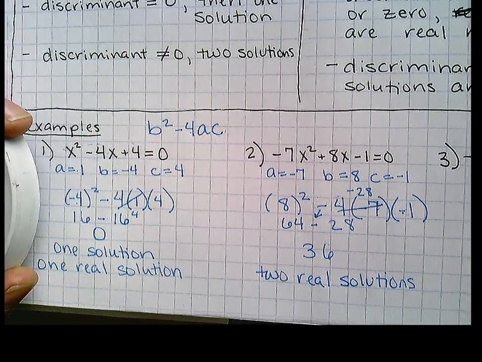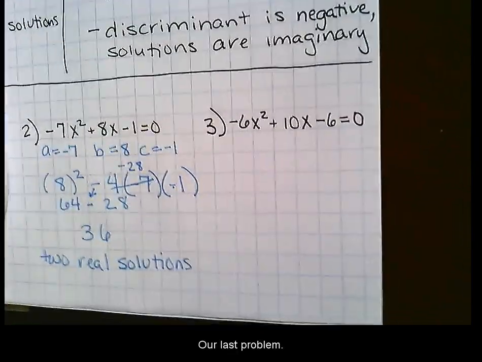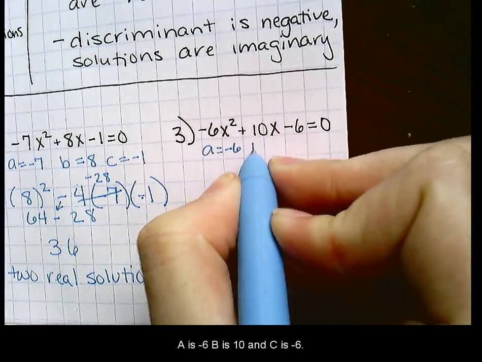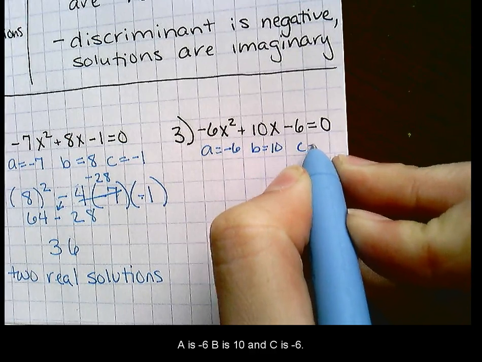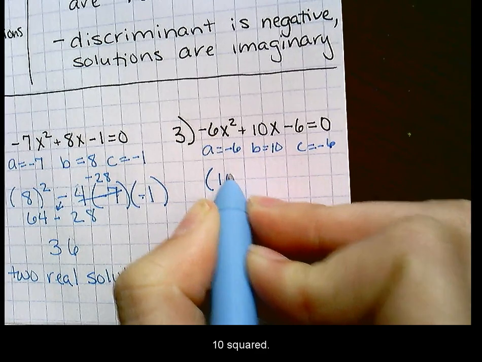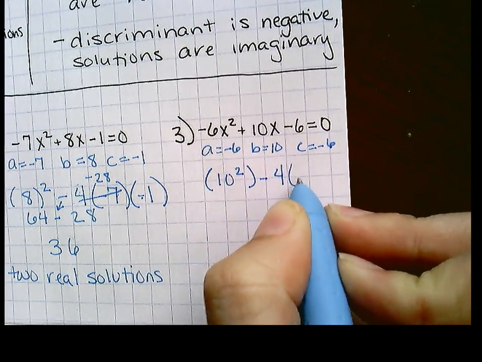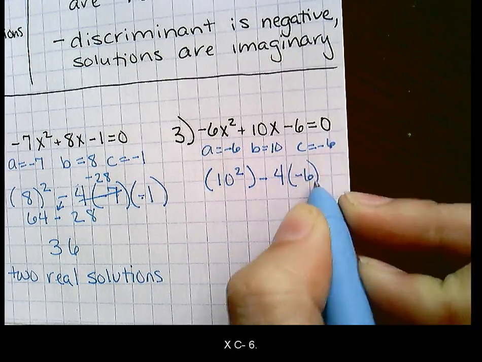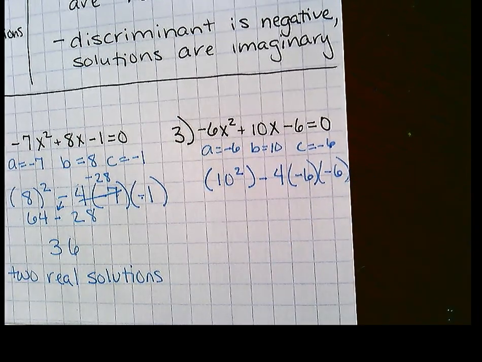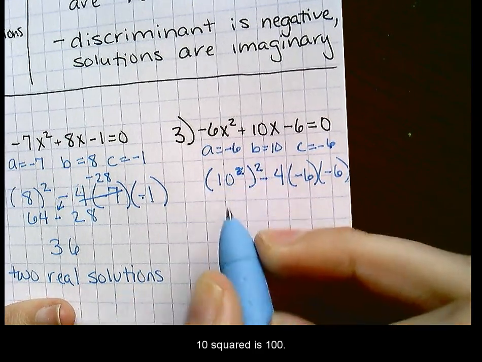Okay. And then our last problem. A is negative 6, B is 10, and C is negative 6. B squared is 10 squared minus 4 times A, negative 6, times C, negative 6. Okay. 10 squared, I should have put the squared outside. 10 squared is 100.